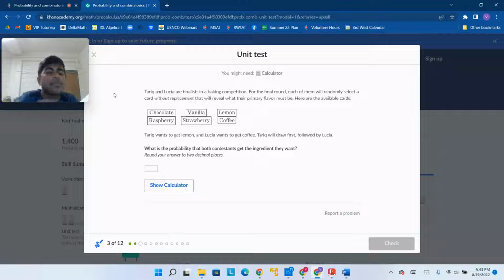So how many different possibilities are there? Tariq has 6 options, and then Lucia has 5 options based on that. So we have 30 options total, and we don't have to divide by anything since there are no repeats. It's not like Lucia draws first and then Tariq. It doesn't matter, because we know that Tariq goes first.